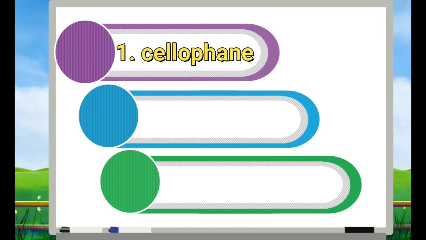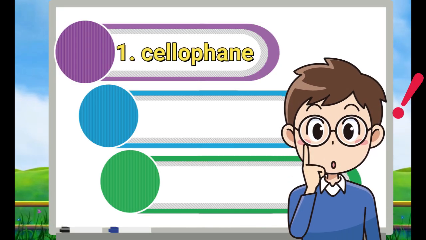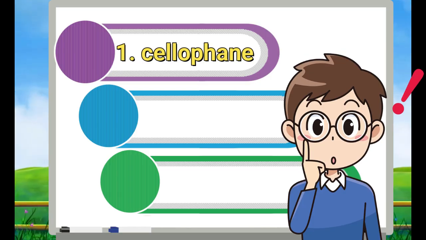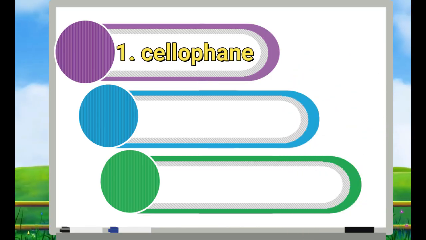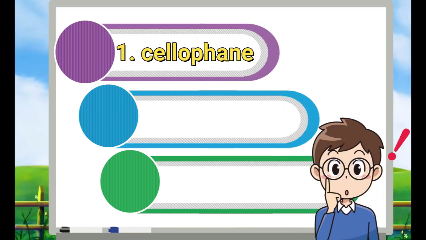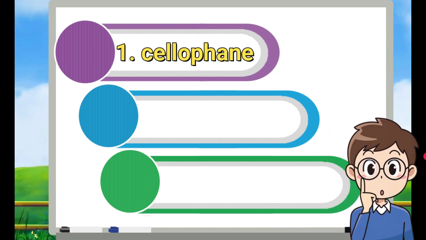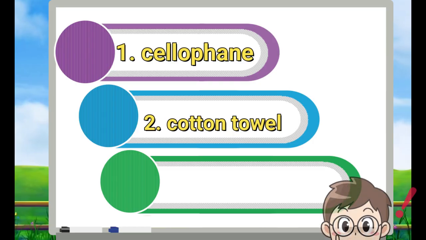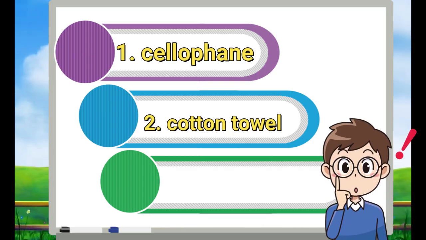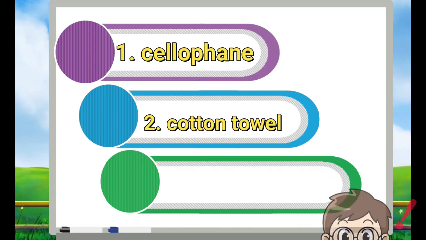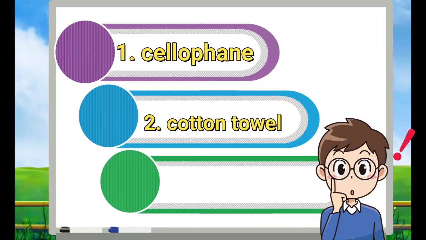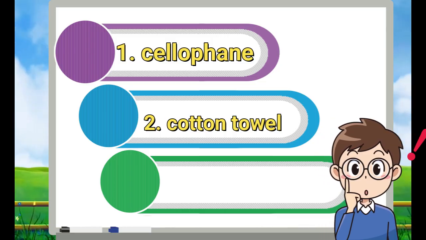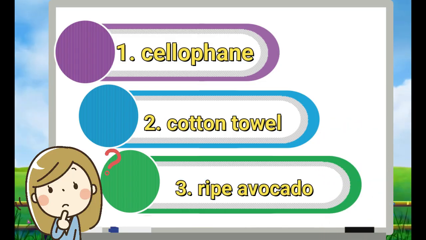Number 1. A cellophane. Does a cellophane float, sink, absorb, or decay? Please write down your answer. How about number 2? Cotton towel. Does a cotton towel float, sink, absorb, or decay? Number 3. Ripe avocado. Write down your answer.